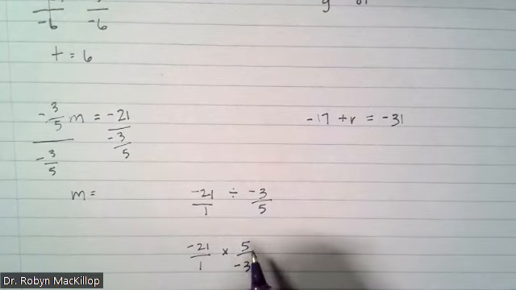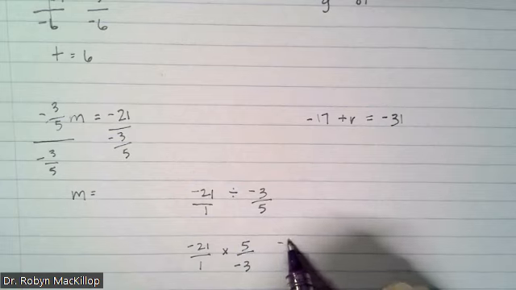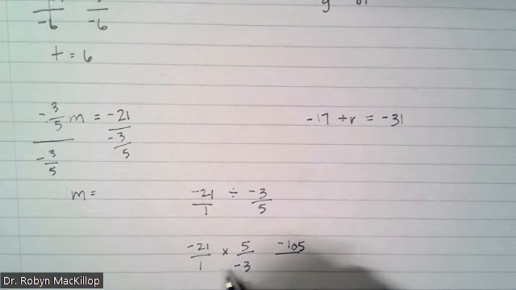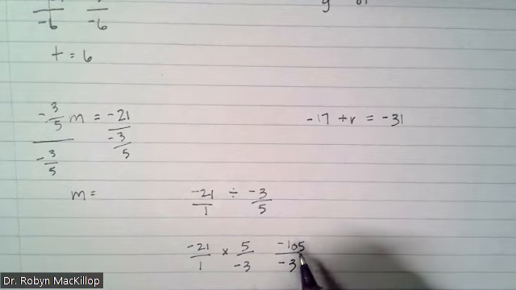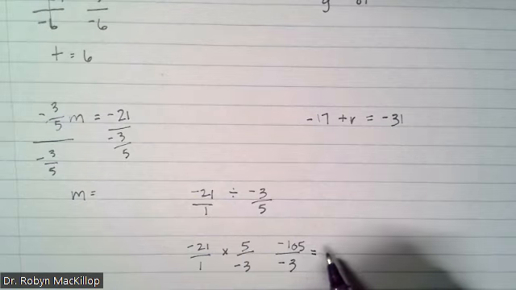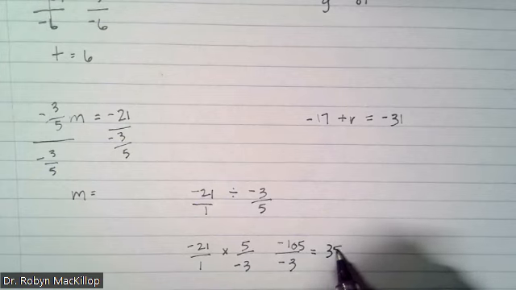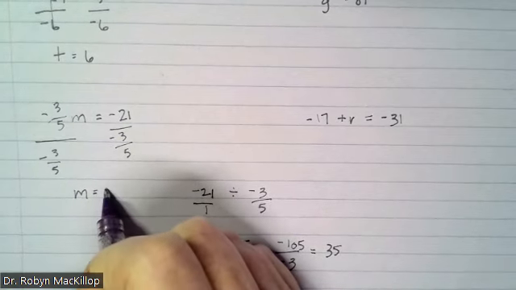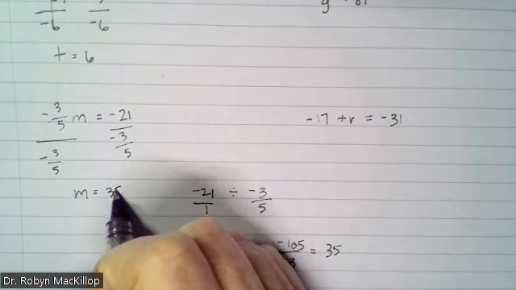Now you're going to multiply straight across. Negative 21 times 5 is negative 105. And negative 3 times 1 is negative 3. This is not your final answer. You need to reduce. And I think 3 goes into 105 35 times. It's going to be positive 35. So m equals 35.